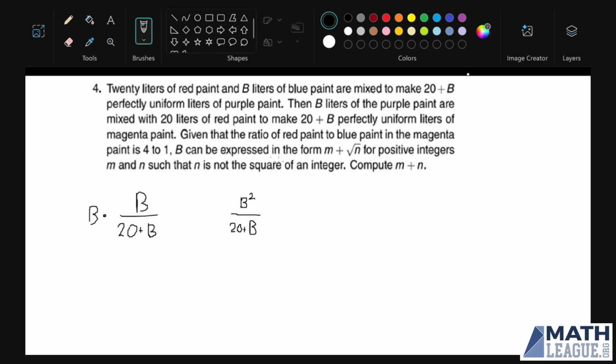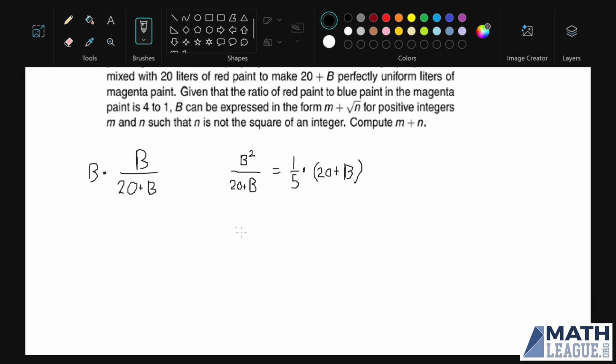Now, we know that the ratio of red paint to blue paint in the magenta paint is 4:1, which means that the fraction of blue paint in the magenta paint is going to be 1 over 1 plus 4, or 1 over 5. So 1/5 of the total amount, which is 20 plus B. Now all we need to do is solve for B.